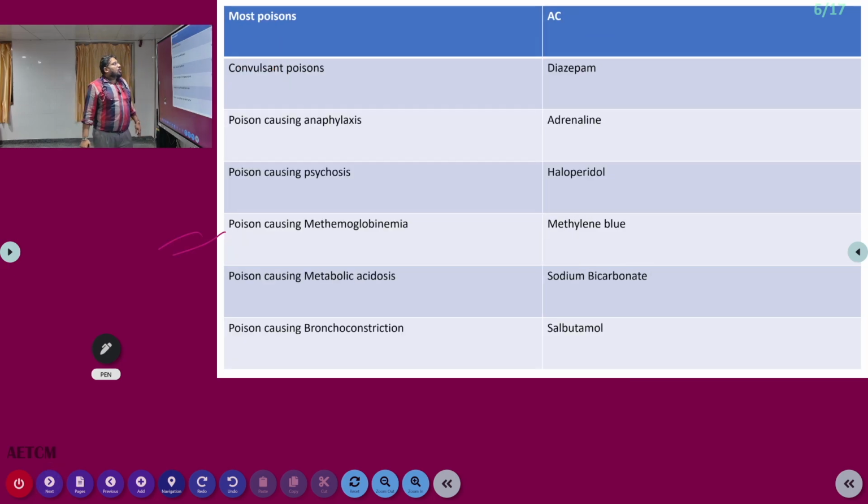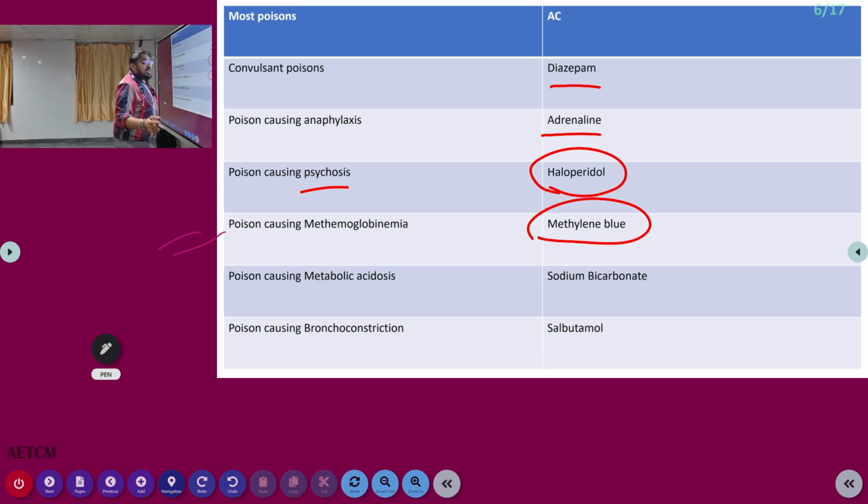Coming to the next most common ones: convulsant poison, you can give diazepam. You are not very sure of the poison, I am just telling you that the patient has seizures, so you can give diazepam. Poison causing anaphylaxis, remember adrenaline is the drug of choice. Poison causing psychosis, maybe haloperidol, depending upon the QTc and other contraindications, you need to use it. Poison causing methemoglobinemia, methylene blue, that is easily available. So methylene blue is the next agent that you can try. And poison causing metabolic acidosis, you can try sodium bicarbonate or hemodialysis. That is the most important thing that you need to remember. Sodium bicarbonate may not always be sufficient.